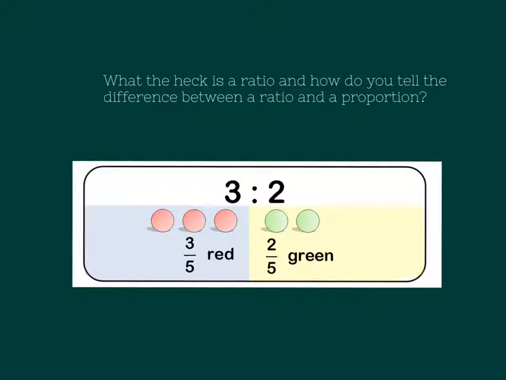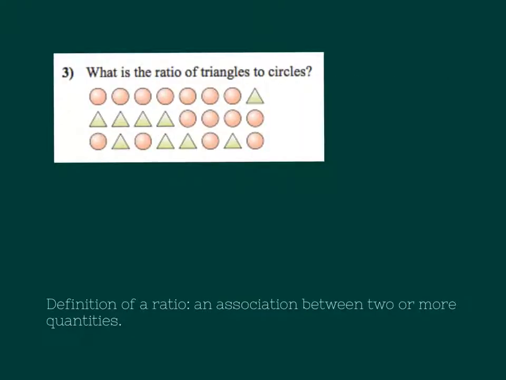Although you may have learned before what a ratio is, I just want to do a quick review of what it means and different ways of writing them. You probably learned in the past that a ratio is just an association between two or more quantities. A lot of people think of them as fractions, but they're really not fractions. You can write them in lots of different ways.